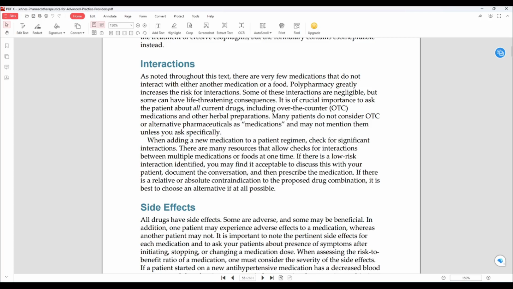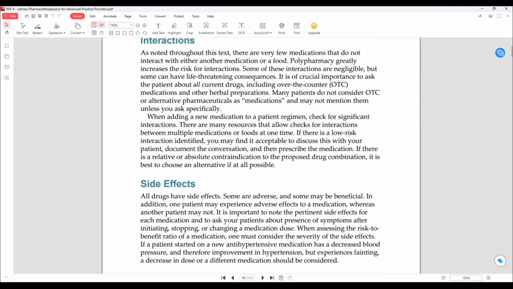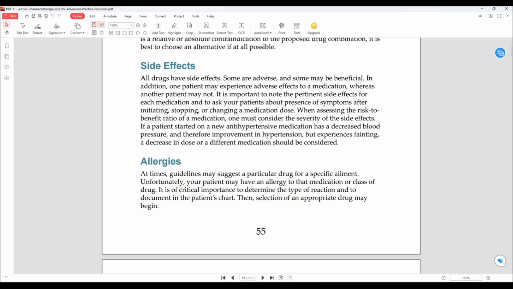When adding a new medication to a patient's regimen, check for significant interactions. There are many resources that allow checks for interactions between multiple medications or food at one time. If there is a low-risk interaction identified, you may find it acceptable to discuss this with your patient, document the conversation, and then prescribe the medication. If there is a relative or absolute contraindication to the proposed drug combination, it is best to choose an alternative, if at all possible. Considering side effects.